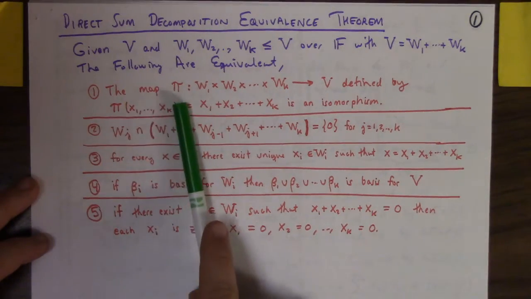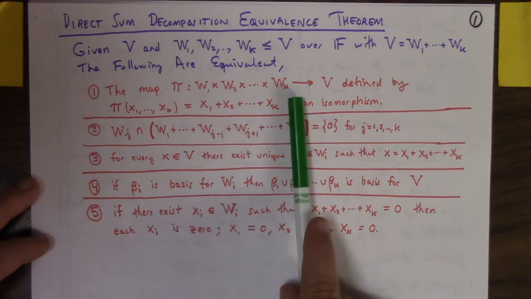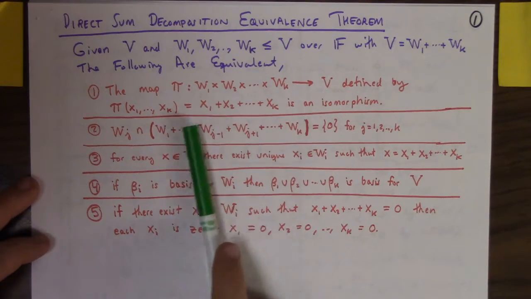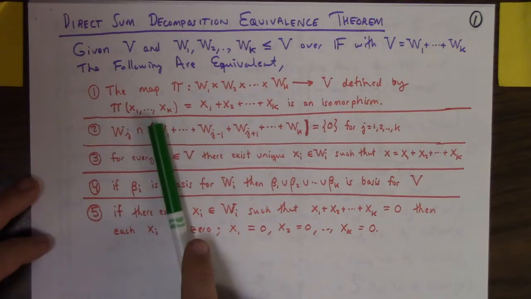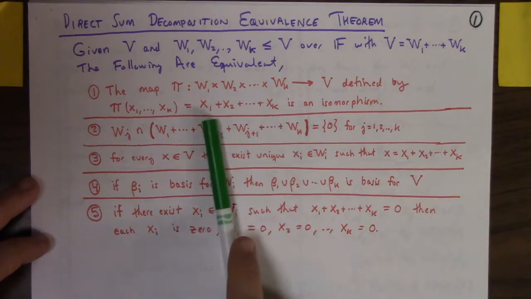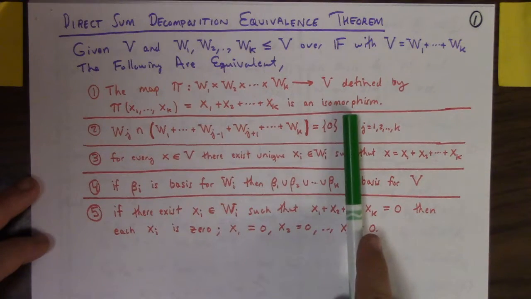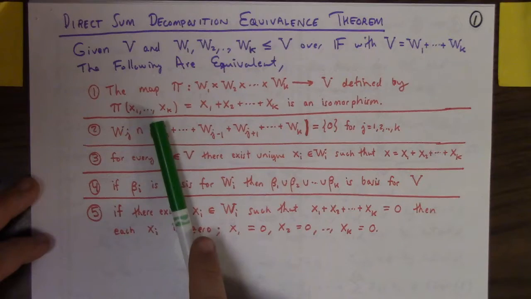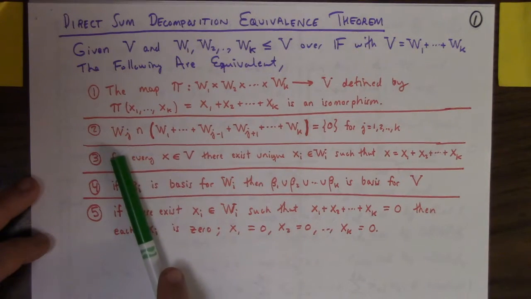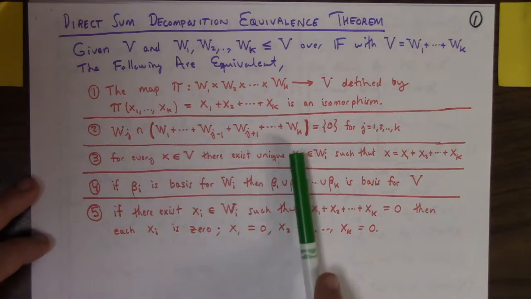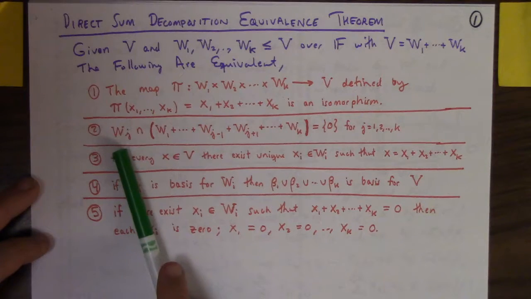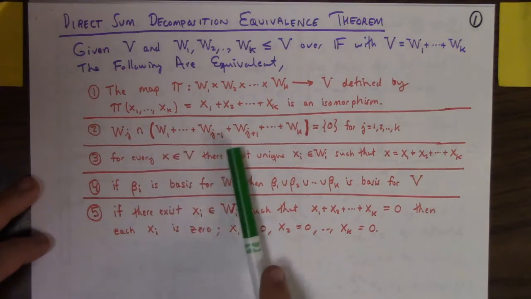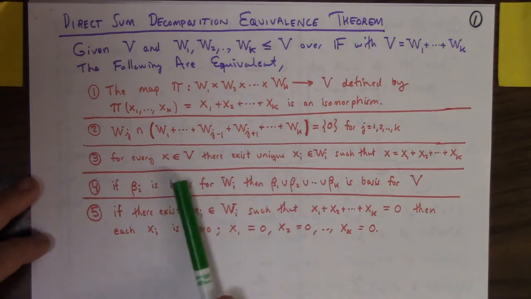In particular, this mapping pi from the Cartesian product of the subspaces to V, defined by sending this k-tuple to the sum of the components, is an isomorphism. So, I could think of one in words as saying V is isomorphic to the Cartesian product of the subspaces. Condition 2 is often referred to as independence of the subspaces. In other words, the intersection of one subspace with the sum of the remaining subspaces is just 0.